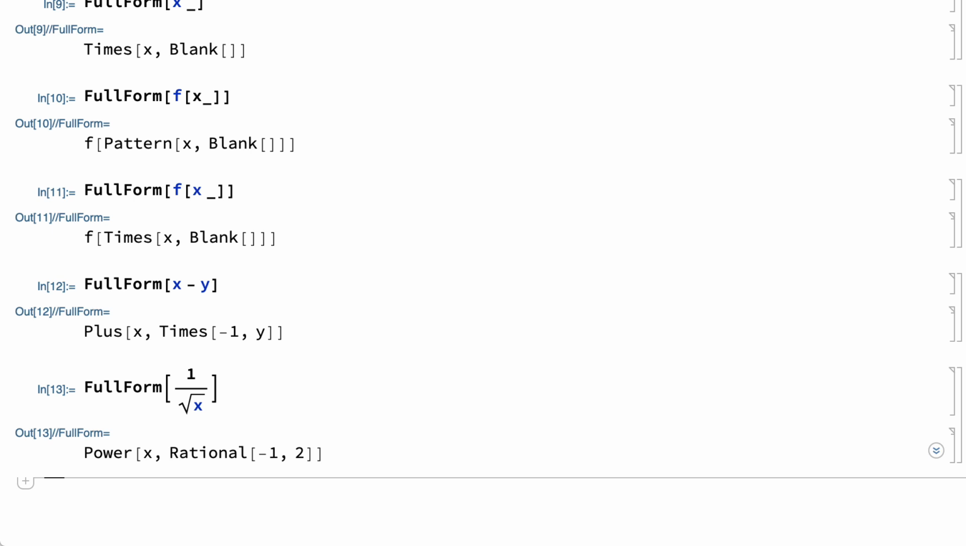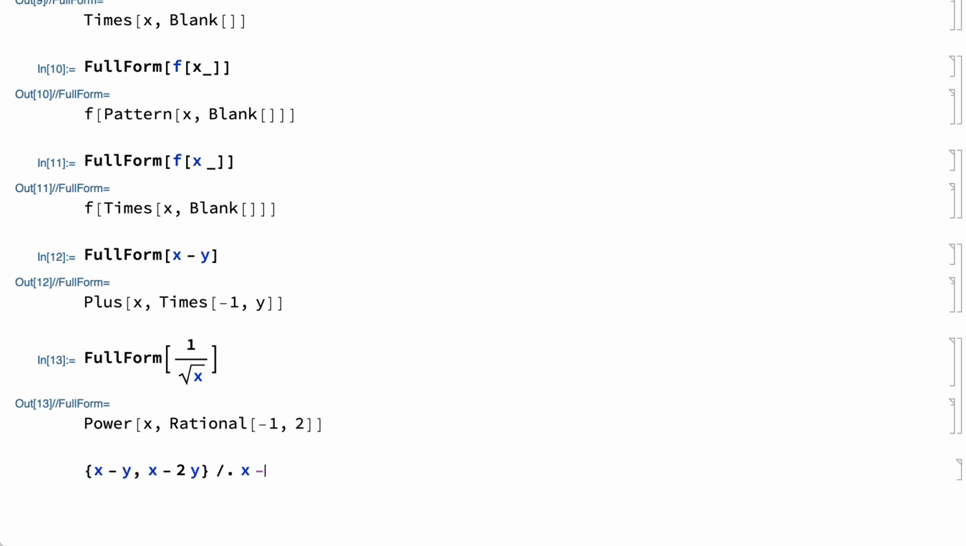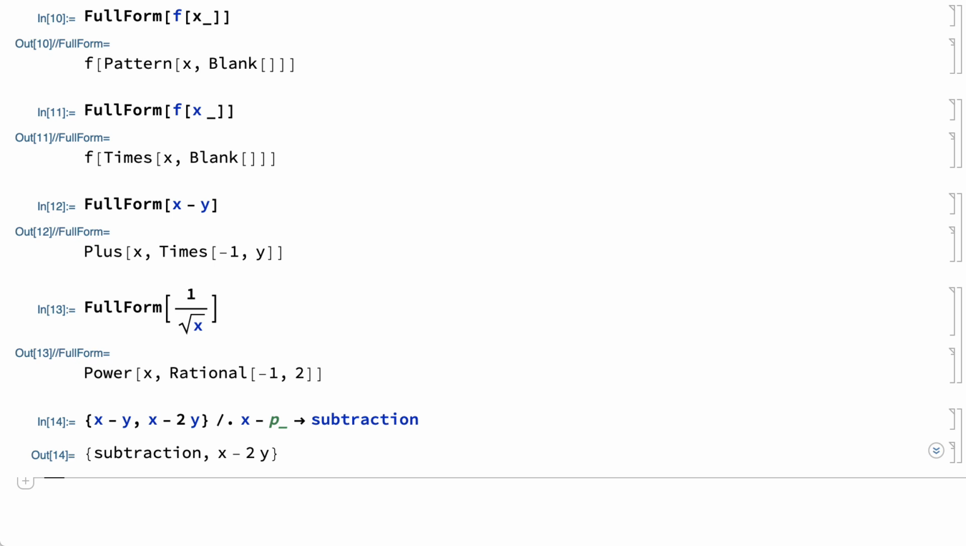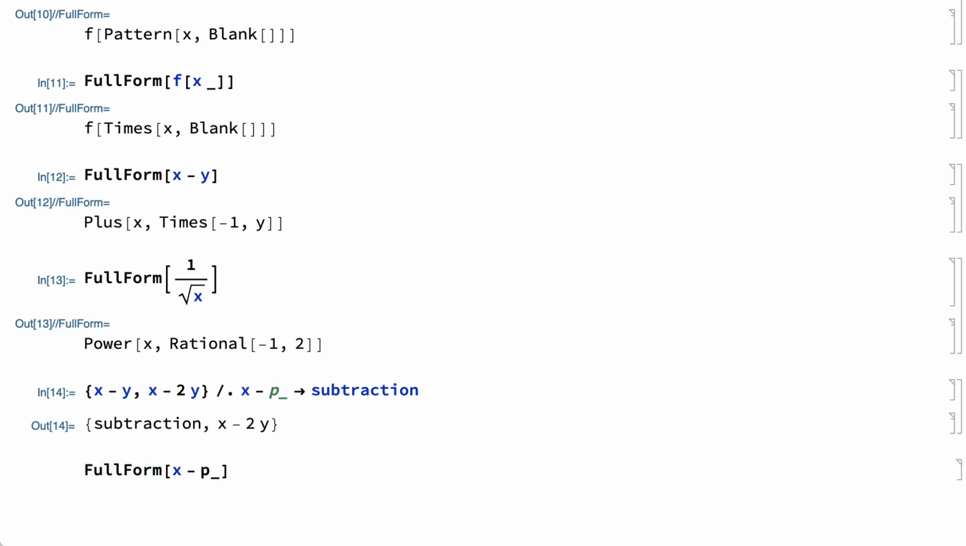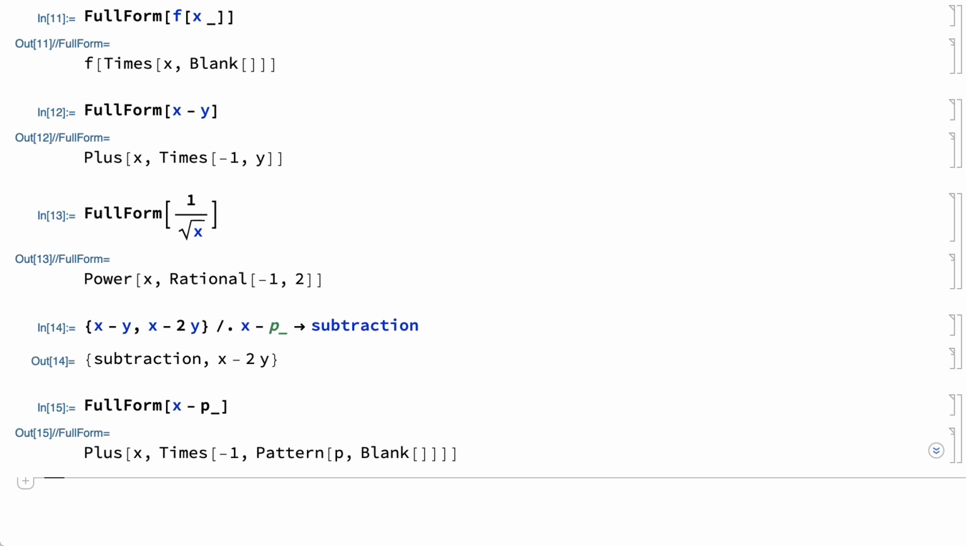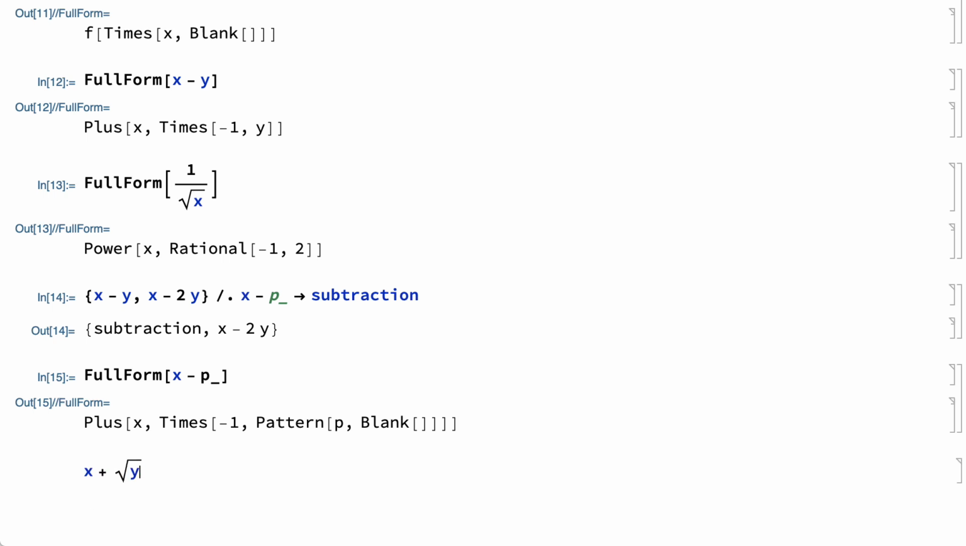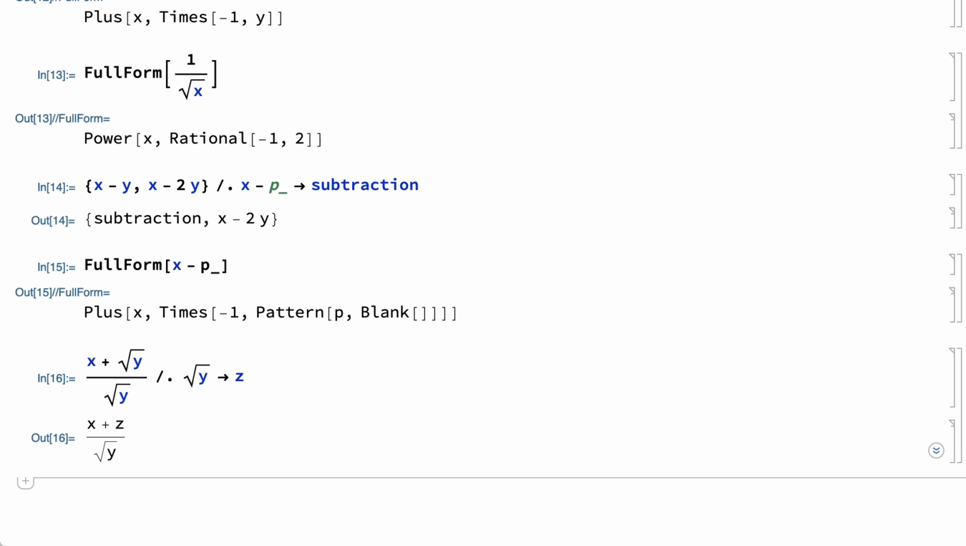The representation of subtraction helps to explain why the replacement rule in this example makes a replacement for x minus y, but not for x minus 2y. In that example, the pattern on the left side of the rule is the sum of x and minus 1 times a pattern, which matches x plus minus 1 times y, but does not match x plus minus 2 times y. Similarly, the rule in this example makes a replacement for the square root in the numerator, but not for the square root in the denominator, which happens because the square root of y in the rule is the plus 1/2 power of y, but the square root in the denominator is the minus 1/2 power of y.